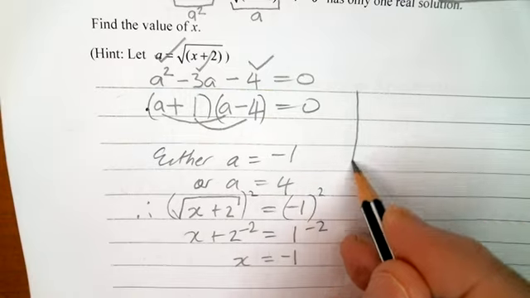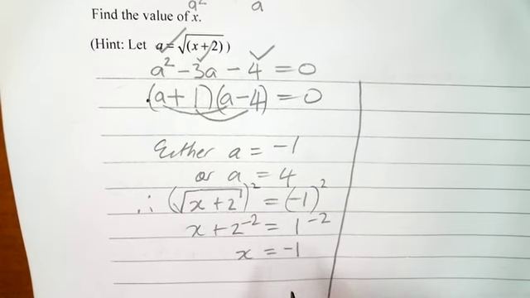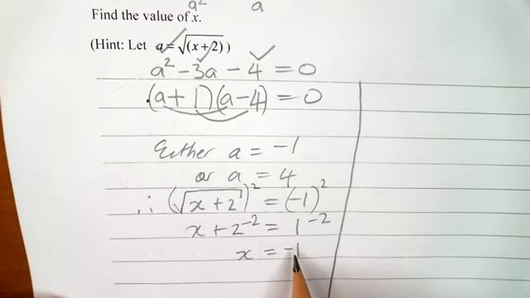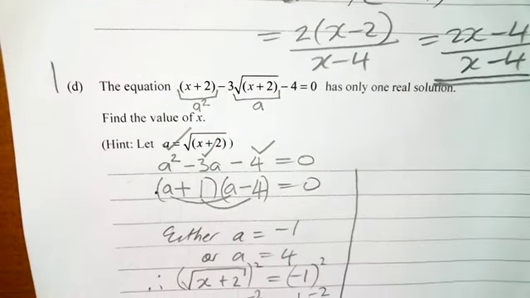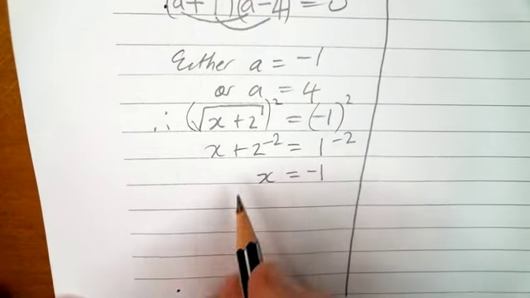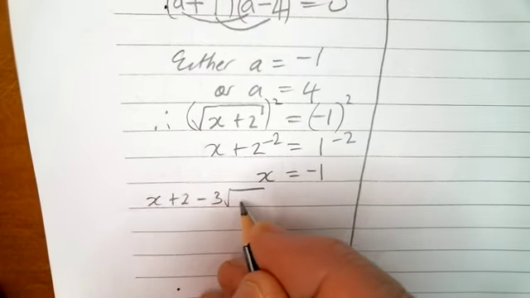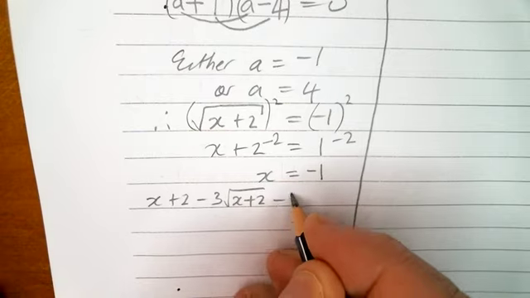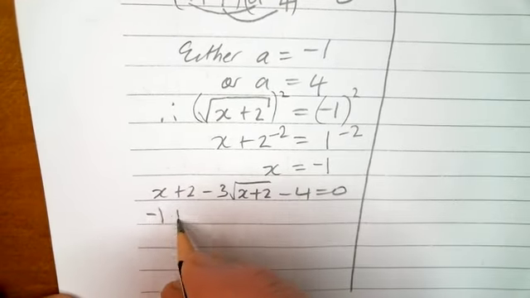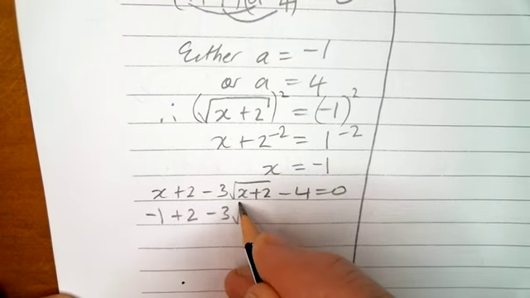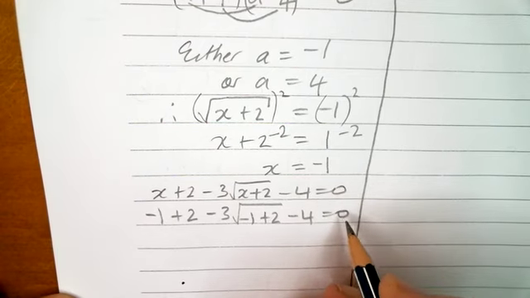Now, I'm going to need a bit more room here, I think, so I'm going to divide the page up a bit. All right, so let's now check to see whether if we were to insert x equals negative 1 into the original equation, it would be true. Okay, let's see if it is. So I'm going to restate the original equation, which is x plus 2 minus 3 root x plus 2 minus 4 is 0. Does that work? So let's pop this in. So it's going to be negative 1 plus 2 minus 3 times square root of negative 1 plus 2, all minus 4 is 0.